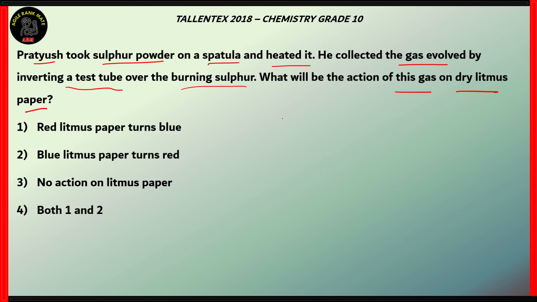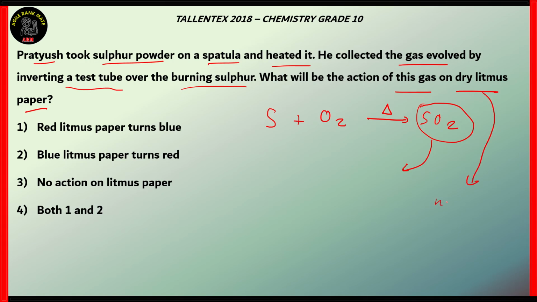So the idea is he heated sulfur on a spatula. So that means it's in contact with air, especially with oxygen. So sulfur plus oxygen under heat produces sulfur dioxide. So sulfur dioxide is the gas that is evolved and that is collected in a test tube. Now, sulfur belongs to the acidic side of elements, but what we are using is a dry litmus paper.